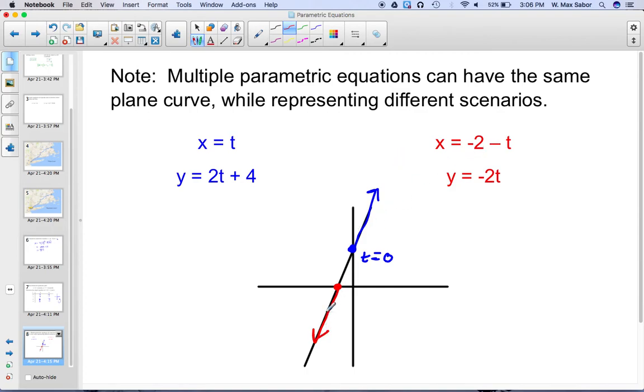We've always talked about linear equations. Well, going up and to the right is the same as going down and to the left. Not true with a parametric equation.